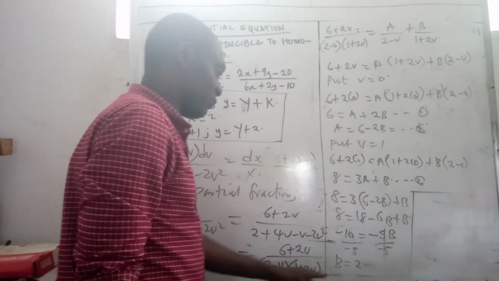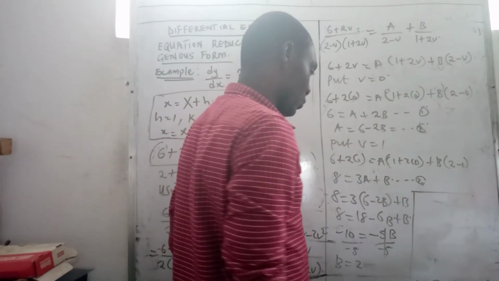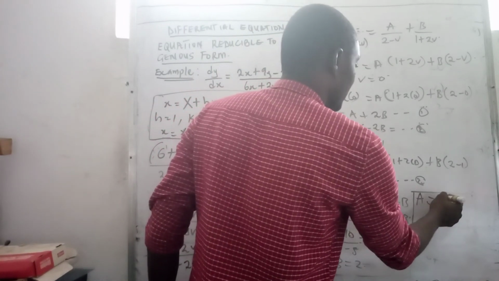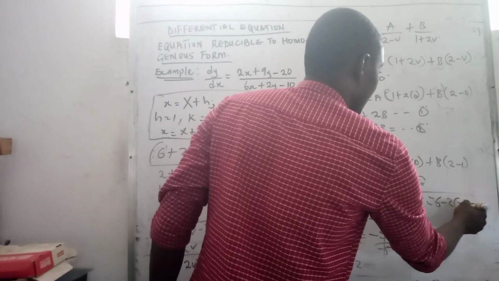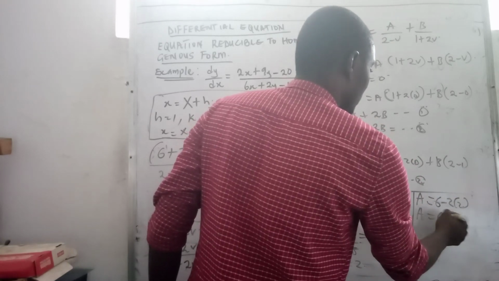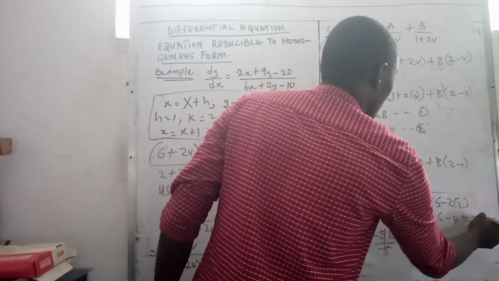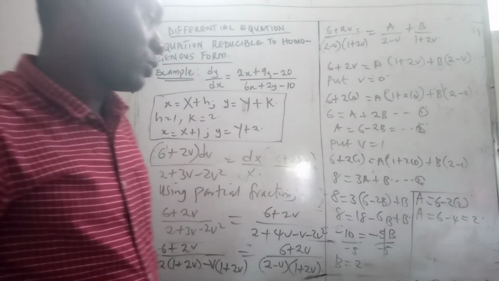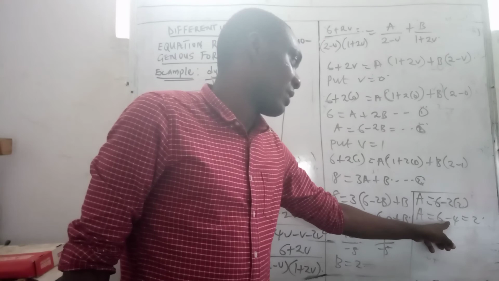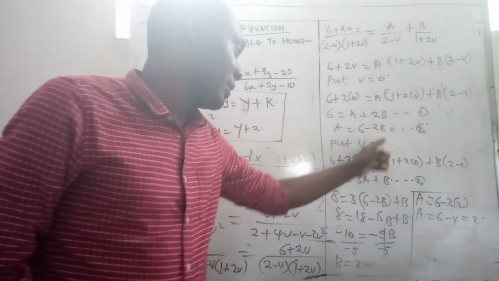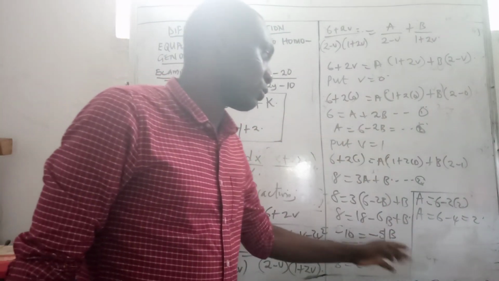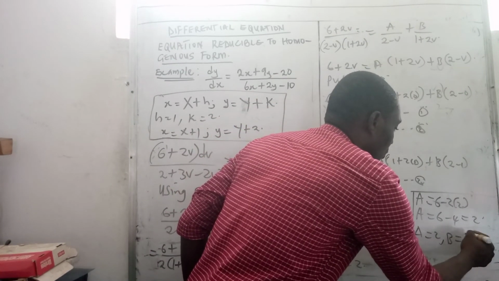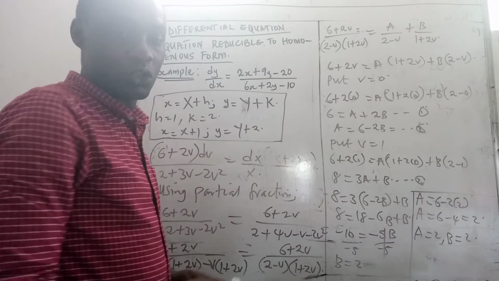To get the value of A, I'm going to substitute B into this. So my A is going to be 6 minus 2 times 2. So my A is equal to 6 minus 4, which is equal to 2. My B is 2. So therefore A equals 2, B equals 2. So we'll just go back to this place.